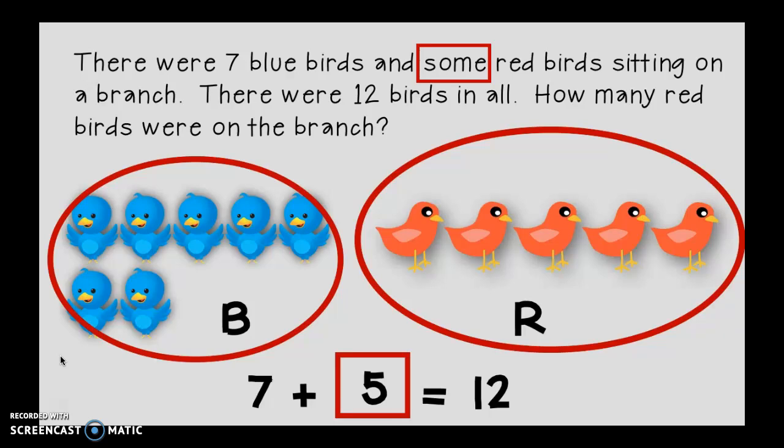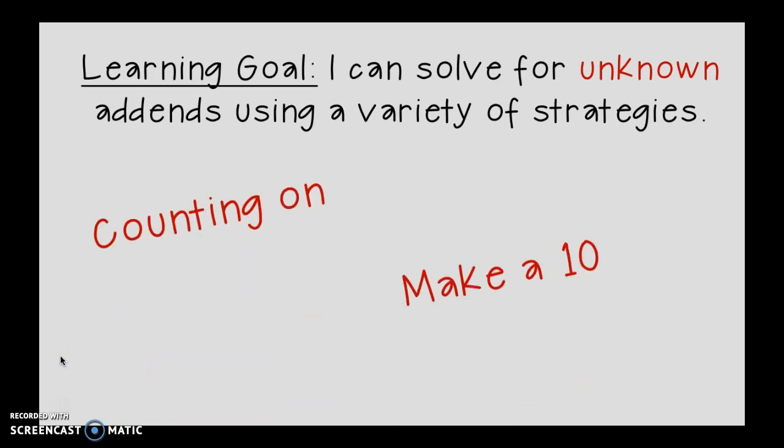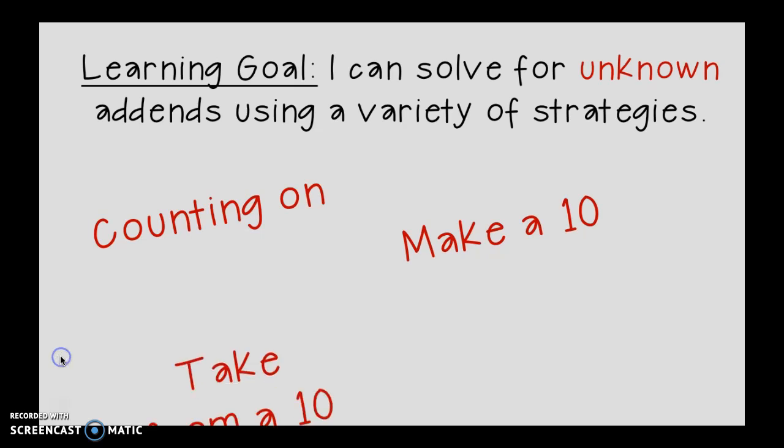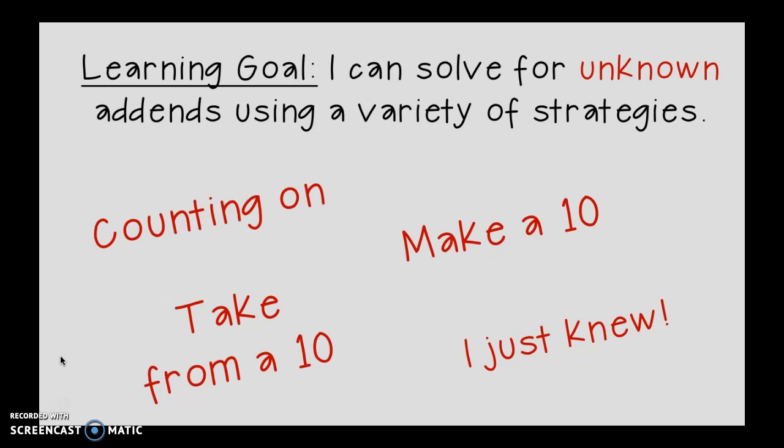That word some was kind of scary to begin with because I didn't know the answer, but now I figured it out. Well, that's good because today's learning goal says, I can solve for unknown addends using a variety of strategies. That just means I can find things I don't know by trying to solve it in different ways. Some strategies I do know are counting on, like I just did with the birds, making a 10, taking from a 10, or, you know what, I'm halfway through first grade, so I might just know it sometimes.